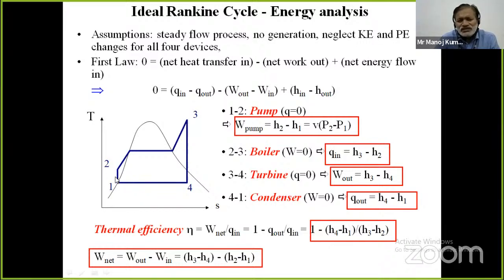neglect the work involved in the pumping, because if the pump work is in the order of 2 or 3, the turbine work will be in the order of thousands. Therefore the turbine work will be much greater than the pump work, and pump work can be neglected. Once pump work is neglected, H2 minus H1, this pump work, will be equal to 0. So once pump work is equal to 0, H2 will be H1. The value of H1 will be HF at condenser pressure. Therefore H1 will be equal to H2. So this can be easily found. H3 can be easily found.